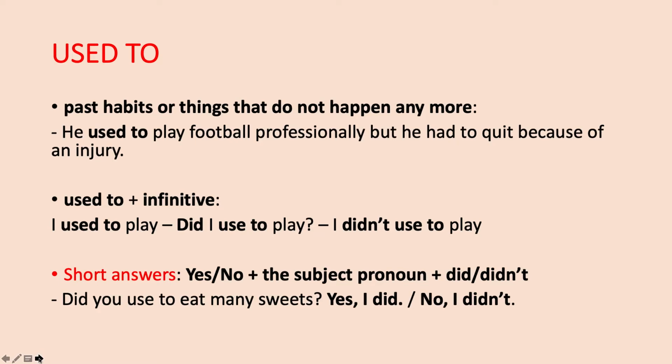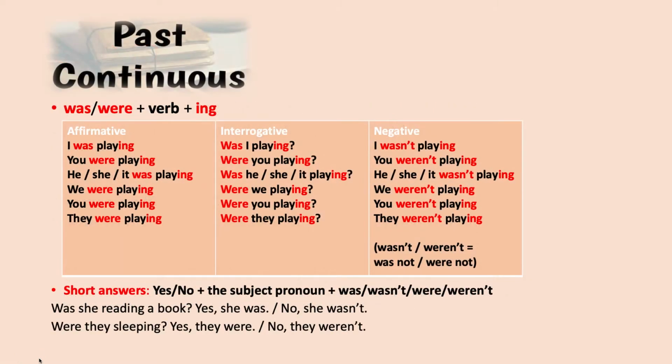So we say, did I use to play? I didn't use to play. Now in short answers, we only use yes or no plus the subject pronoun plus did or didn't. Did you use to eat many sweets when you were younger? Yes, I did. No, I didn't.